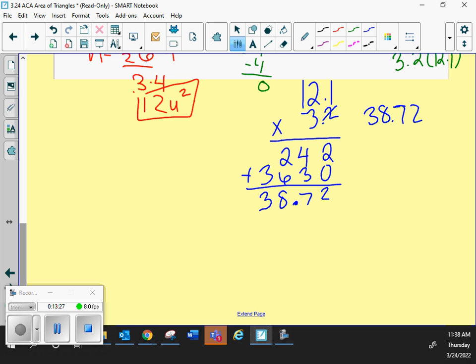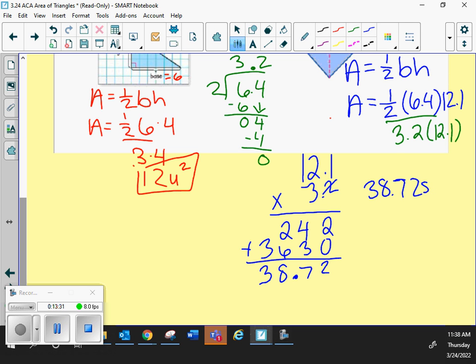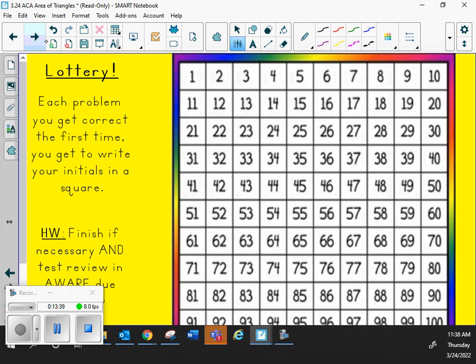My units are meters squared or square meters. Okay. Gucci. Okay. I know, I'm a cool kid.